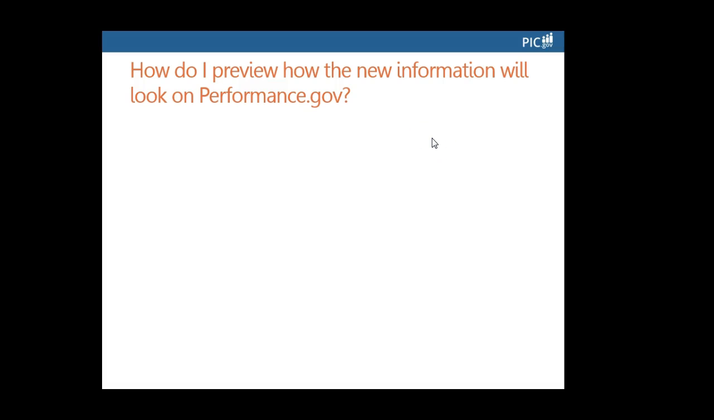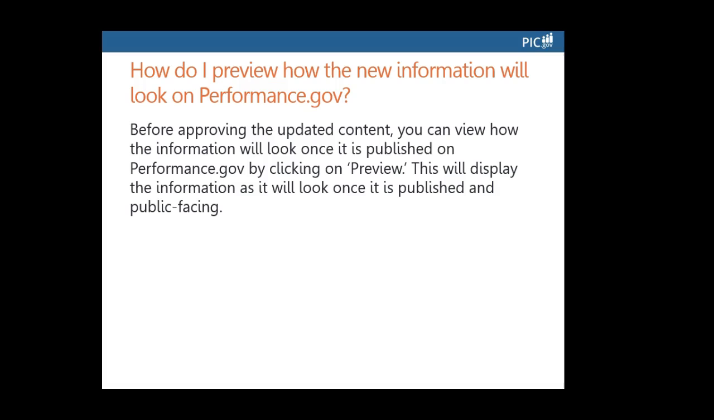How do I preview how the new information will look on Performance.gov? Before approving the updated content, you can view how the information will look once it is published on Performance.gov by clicking on Preview. This will display the information as it will look once it is published and public-facing.